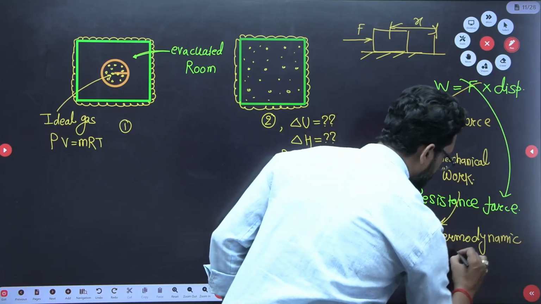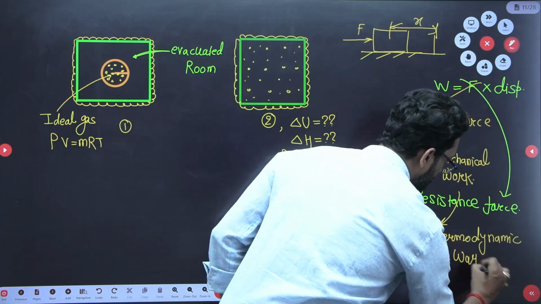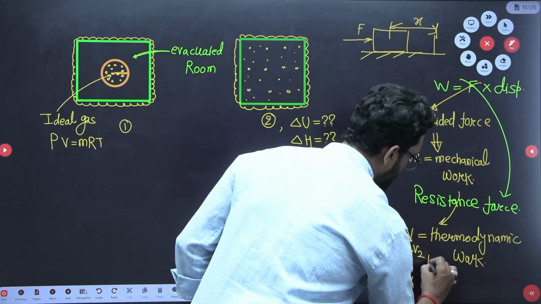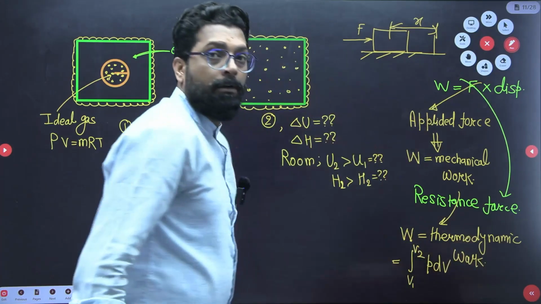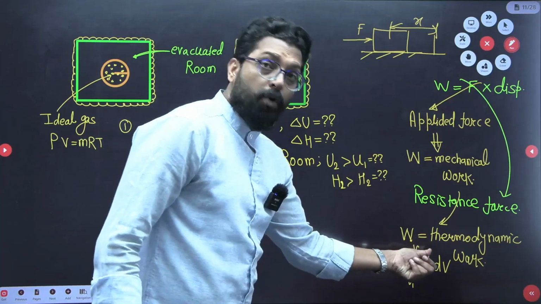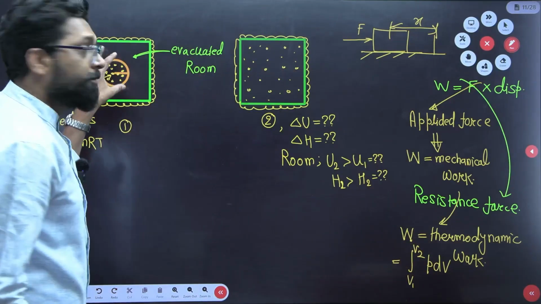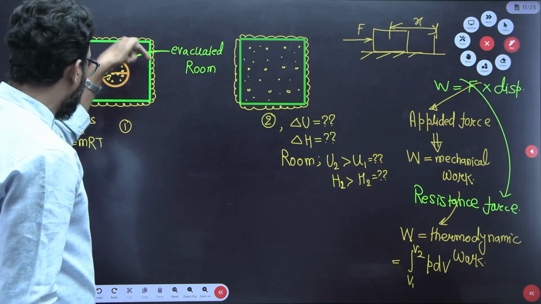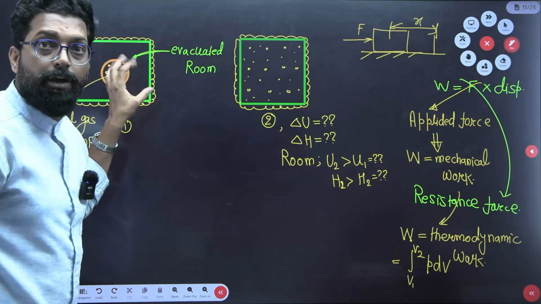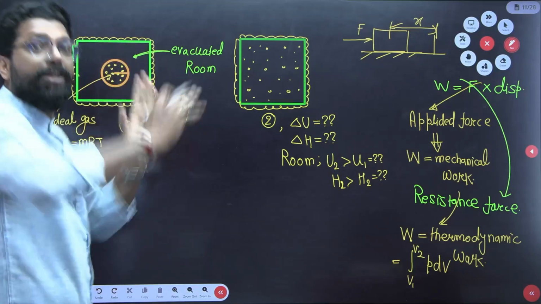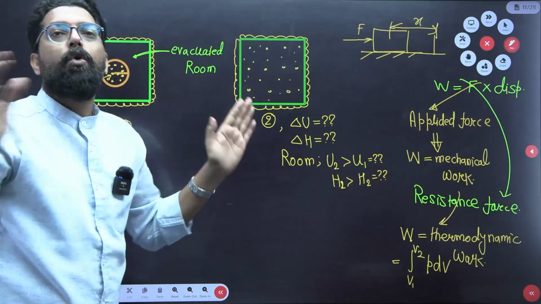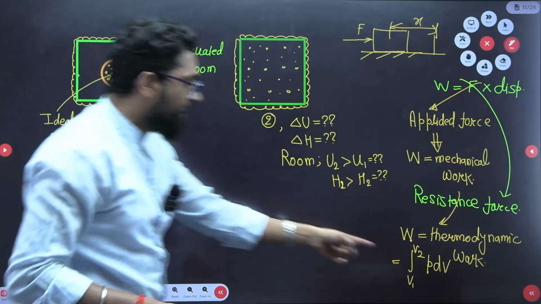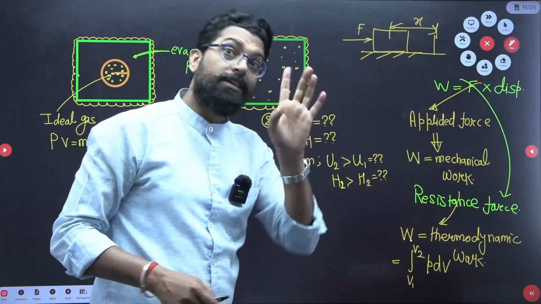Thermodynamic work. And what is the thermodynamic work? You know that: the integral from V1 to V2 of P dV. Now the gas will expand, and during the expansion, is there any mechanism to resist this expansion? That means free expansion is there. There is no resistance. So during the free expansion, the thermodynamic work is zero.